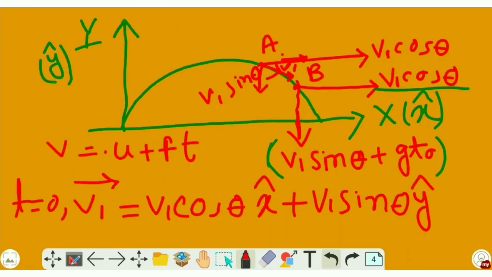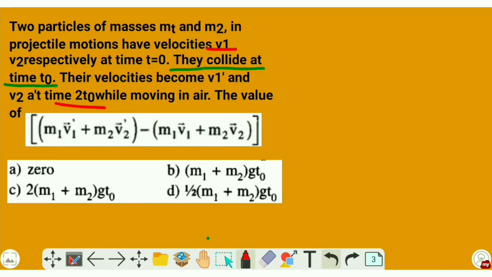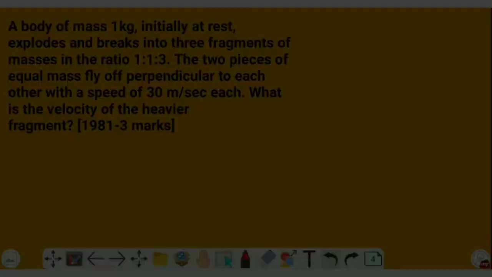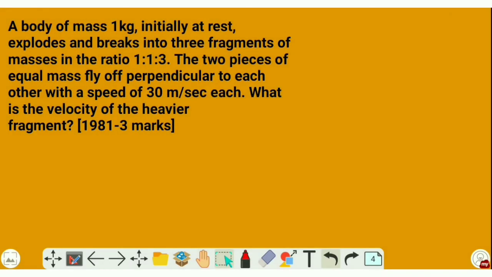So option C is correct. Our next problem: a body of mass 1 kg initially at rest explodes and breaks into 3 fragments of masses in the ratio 1:1:3. The two pieces of equal mass fly off perpendicular to each other with a speed of 30 meters per second each. What is the velocity of the heavier fragment?